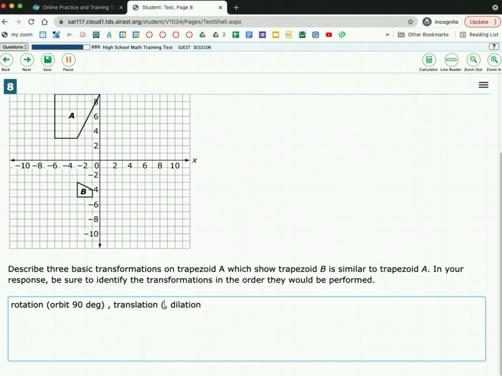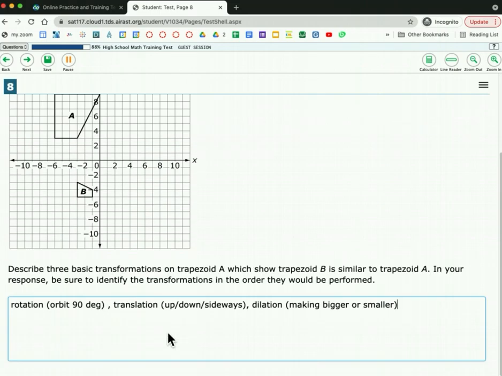Translation means moving up, down, sideways. And dilation is making bigger or smaller. Okay, bigger or smaller. So it says, describe the 3 basic transformations on trapezoid A, which show trapezoid B is similar to trapezoid A. In your response, be sure to identify the transformations in the order they would be performed.